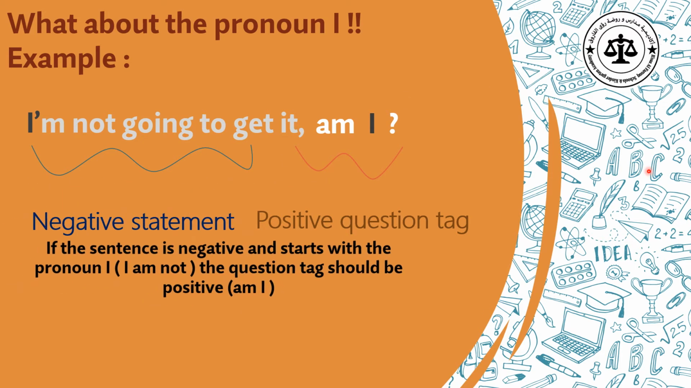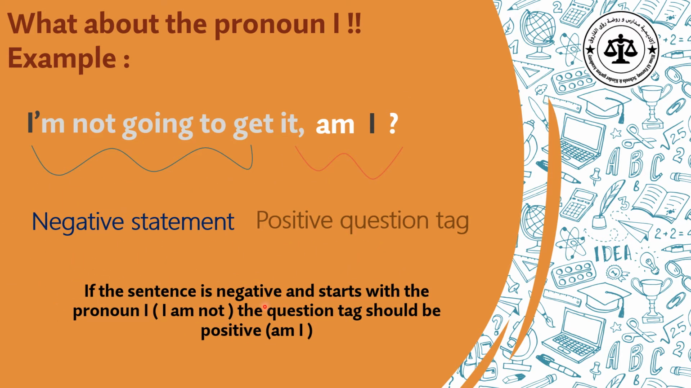Okay, we noticed that if the sentence is negative and starts with the pronoun I, I am not, the question tag should be positive: am I? Okay, يعني إذا كان عندي I مع نفي، the question tag بنعملها am I. But let's look at another example.